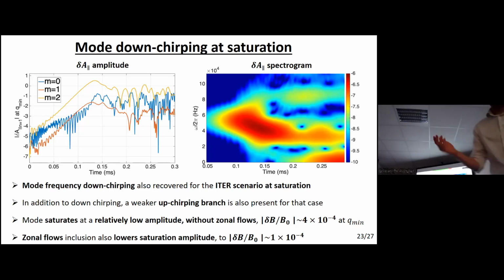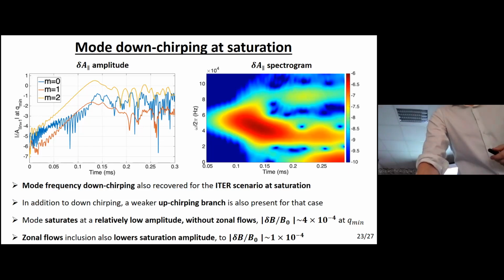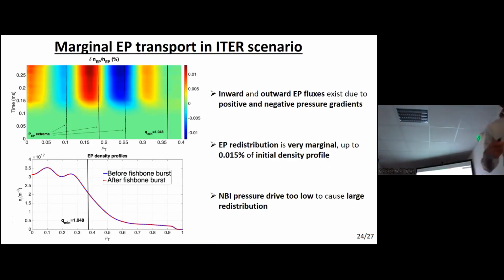What is causing saturation here, again, is the EP transport, but it is different from the DIII-D case. For that case, we have both inward and outward EP fluxes. Here you can see the perturbed density profile as a function of time. We have three different extrema for the gradient of the pressure that lead to an outward transport for that line and for that line, and to an inward one here.